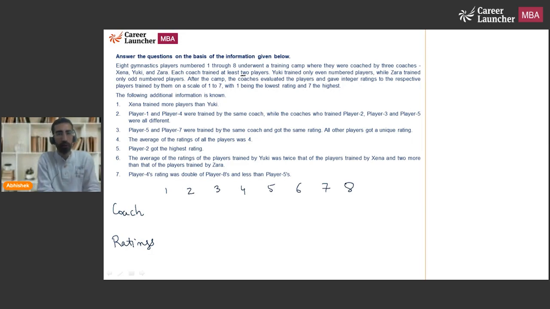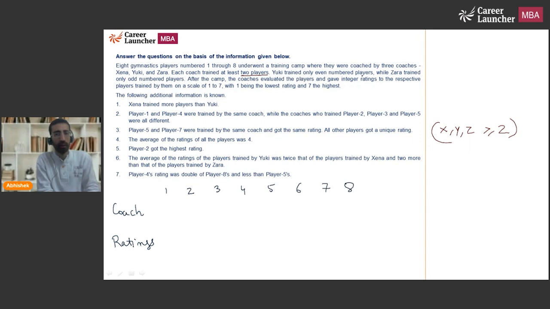Every coach is trained at least 2 players. Yuki trained only even numbered players. Everyone is coached at least 2, so X, Y, Z all have trained at least 2. Now we have 8 players. I don't think there are too many cases, and if we combine that with point number 1, we'll probably end up with even fewer cases. So we'll look at what we can do here.